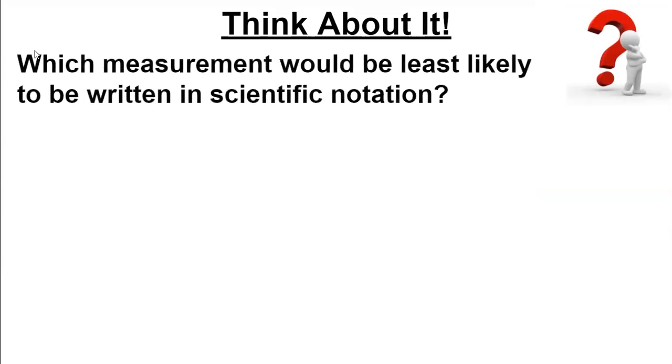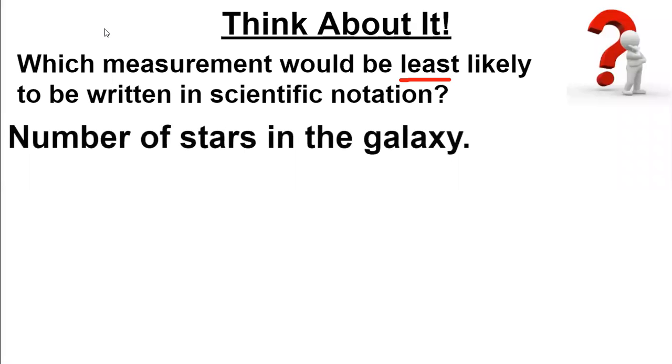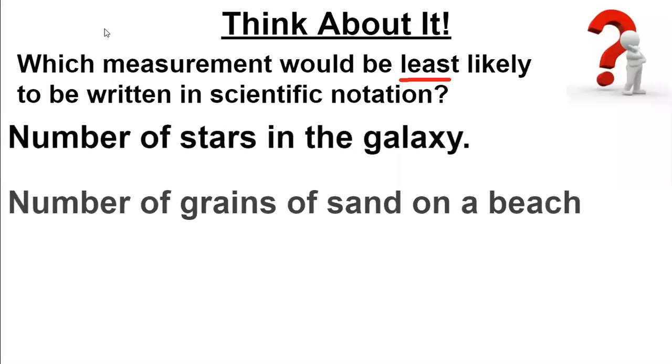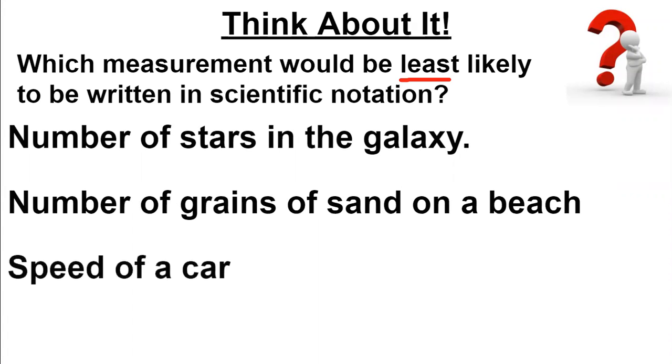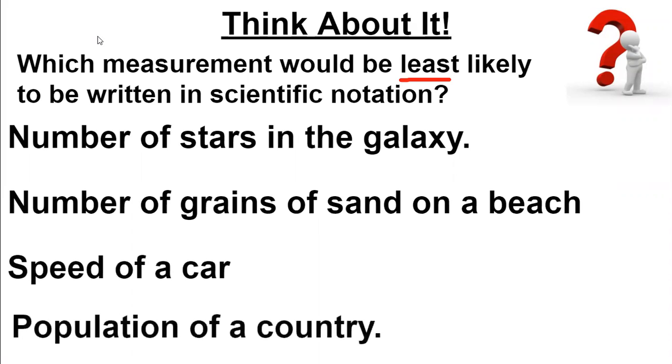Okay, another think about it. Which measurement would be least likely to be written in scientific notation? Least likely. Number of stars in the galaxy. Number of grains of sand on a beach. Speed of a car. Or population of a country. Remember, scientific notation is used for very large and, in the next lesson, very small numbers.